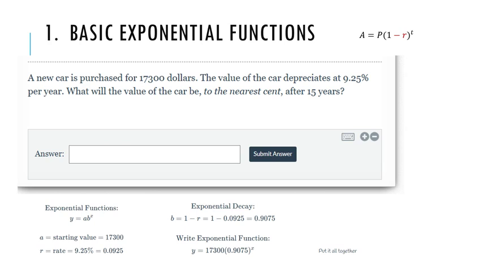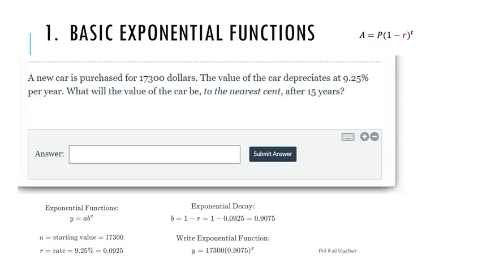So we purchased it for $17,300. That is P. The value depreciates means minus 9.25%. We're going to have to change that to a decimal per year. What will the value be to the nearest cent after 15 years? Okay, these are key words.